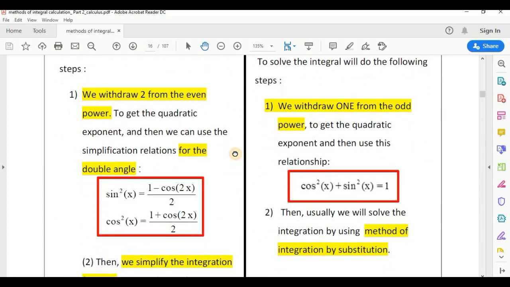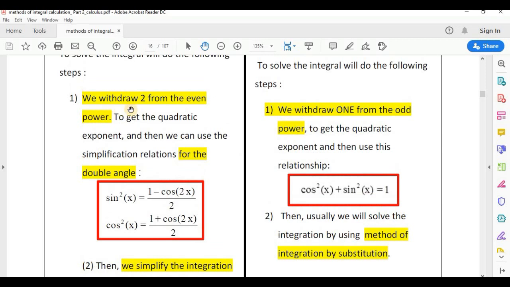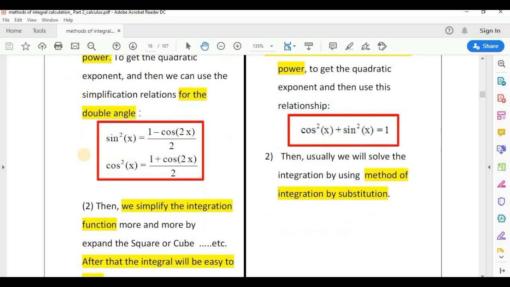We have two steps. First step, we withdraw 2 from the even power to get the quadratic exponent, and then we can use the simplification relations for the double angle. These two relations are important and you should memorize them. We have sine square equal 1 minus cosine 2x all divided by 2, and cosine square equal 1 plus cosine 2x all divided by 2.